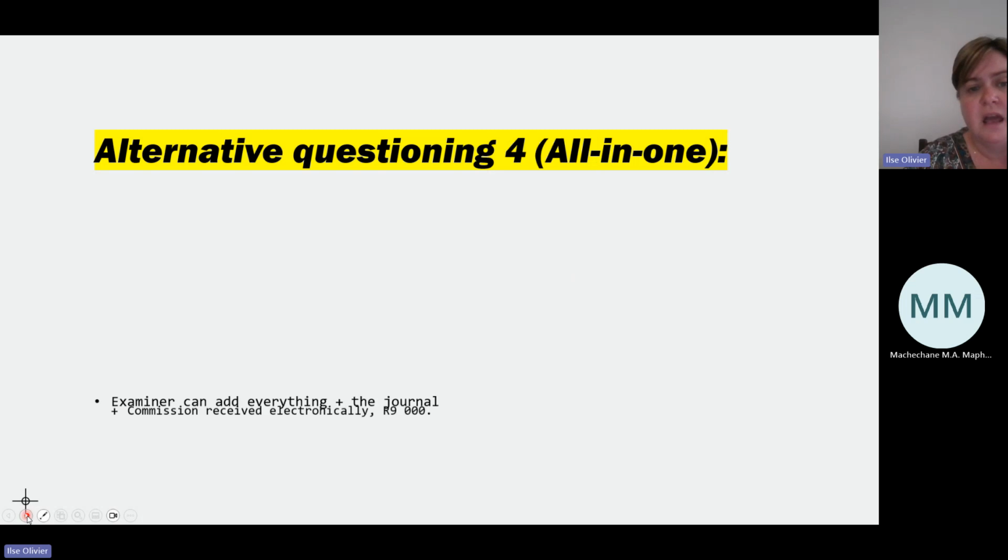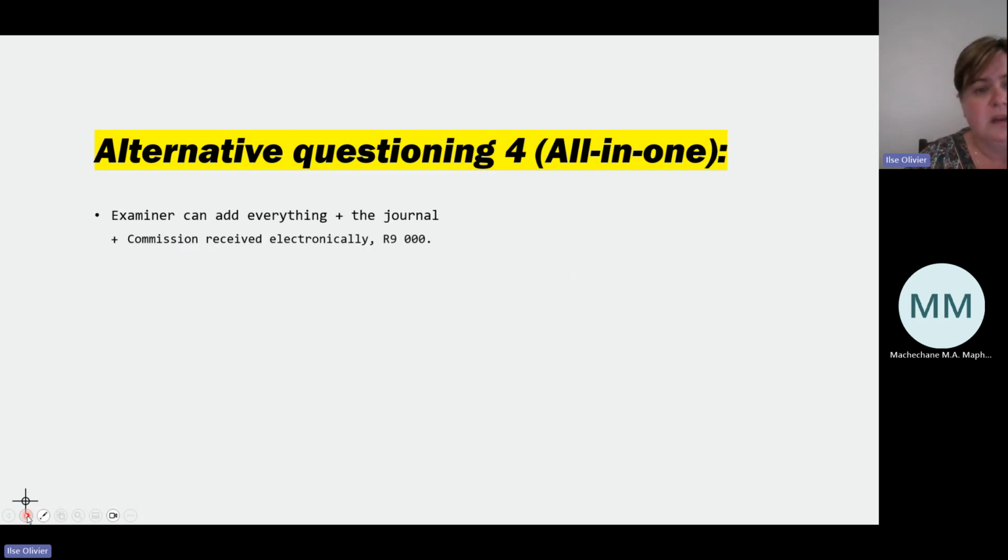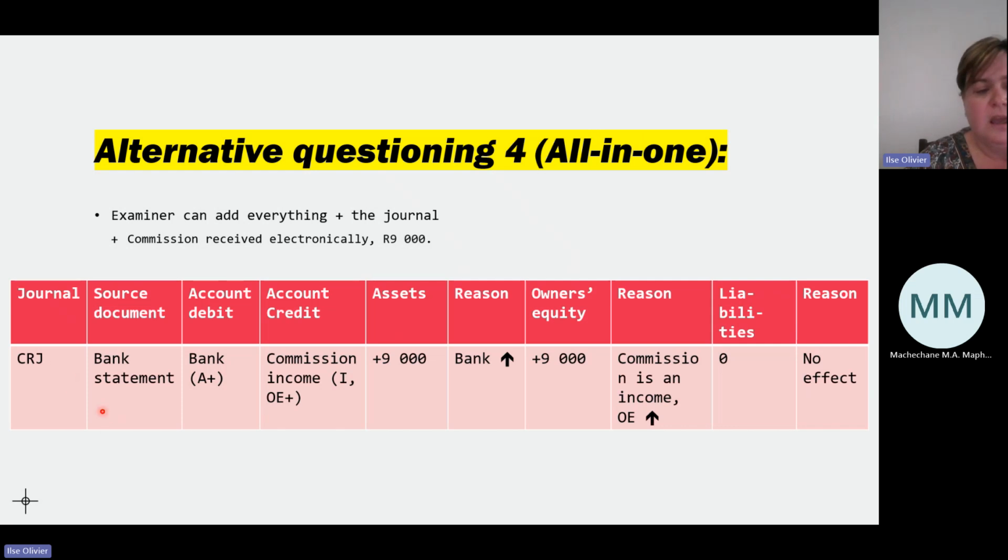Then we can have an all-in-one question. The examiner can add anything plus a journal, for instance, commission received electronically. Then we have CRJ, source document, bank statement. Account debited, bank is an asset that increases because we received the money. Account credited is commission income, because income increases our owner's equity. Assets increase, you said, is debited, so it increases because bank is an asset that increases. Owner's equity is increased because commission is income that increases your owner's equity, and the rest is then no effect.